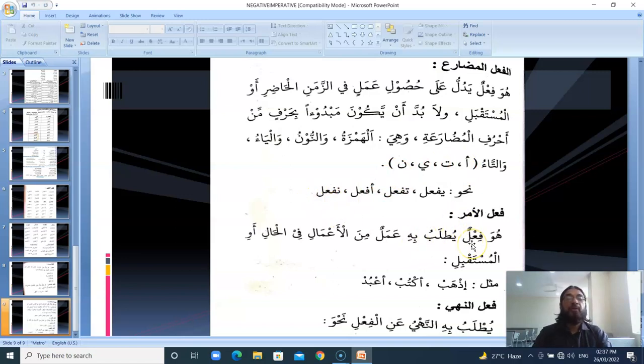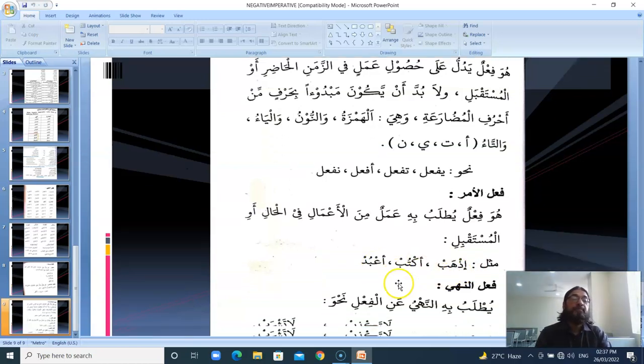فعل الأمر هو فعل يطلب به عمل من الأعمال في الحال أو المستقبل. So, what is imperative? It is the verb which indicates an order or a command in the present or future, like izhab, you go, uktub, you write, u'bud, you worship.